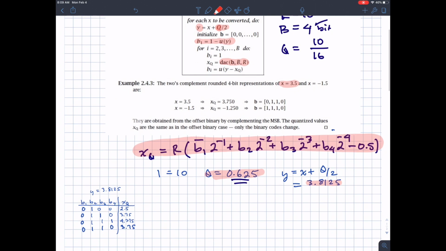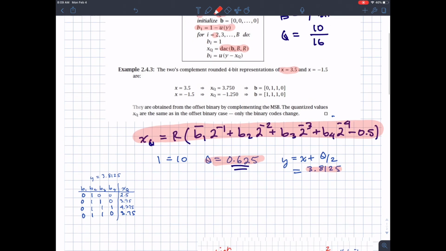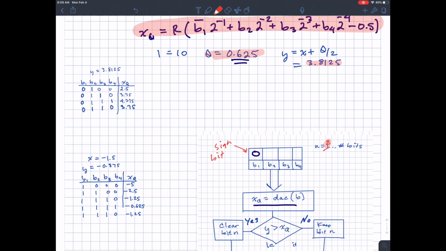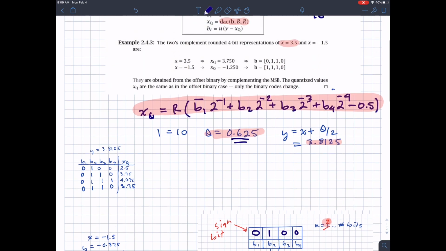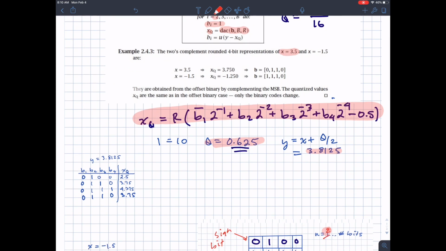Then we go to the next step, which would be i is equal to 2. We're starting off with the second bit. We would flip that bit on and leave all the others off. When you do that, that's what this means. Flip this on, leave all the others off by default. The next thing you need to do is calculate xq. Let's do that in detail for the first one.